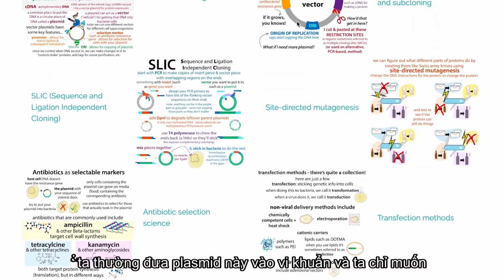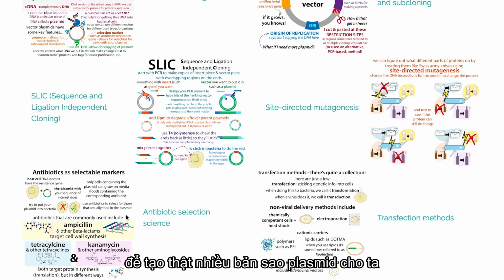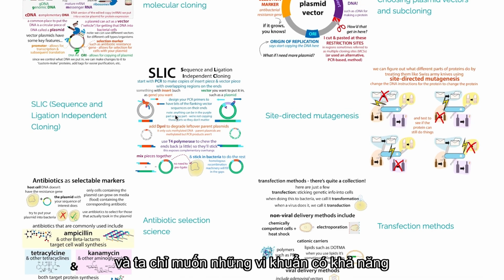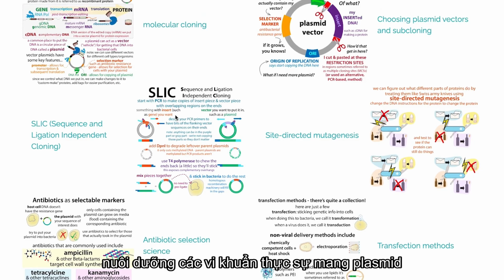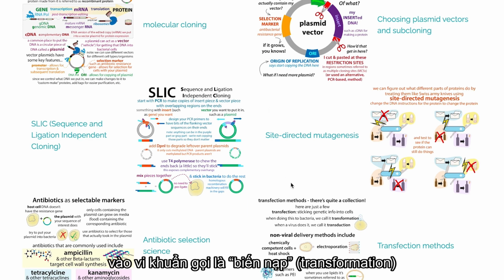So as I mentioned, we're often sticking this plasmid into bacteria, and we want to use this bacteria to make lots of copies of the plasmid for us. And we want to make sure that we're only feeding the bacteria that actually have the plasmid. So the process of putting that plasmid into bacteria is called transformation.